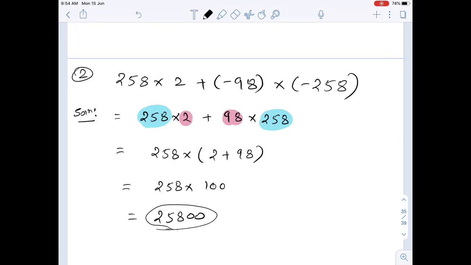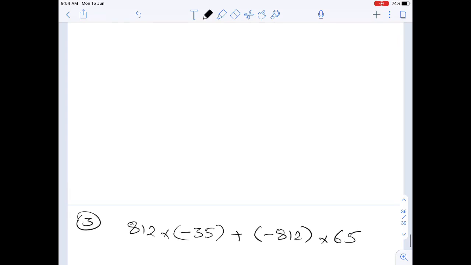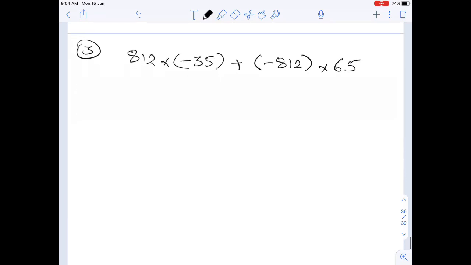Okay, now let us consider a different type of example. Suppose now we have an example in this way. Now what do we have? 812 into minus 35. Here also we have the same number, that is 812, but it is with a minus sign, into 65. Now remember that suppose a condition is in this way. I'm writing it here. I have minus a into b.